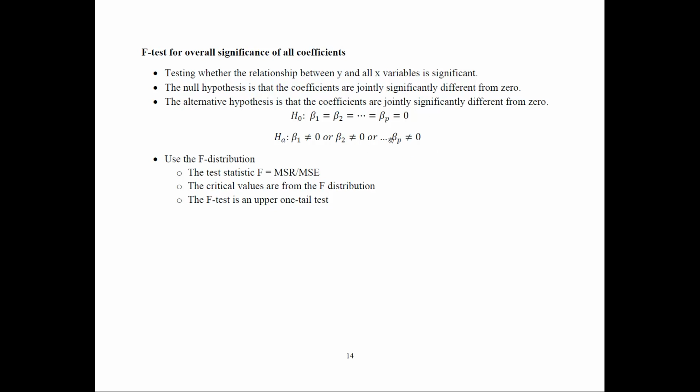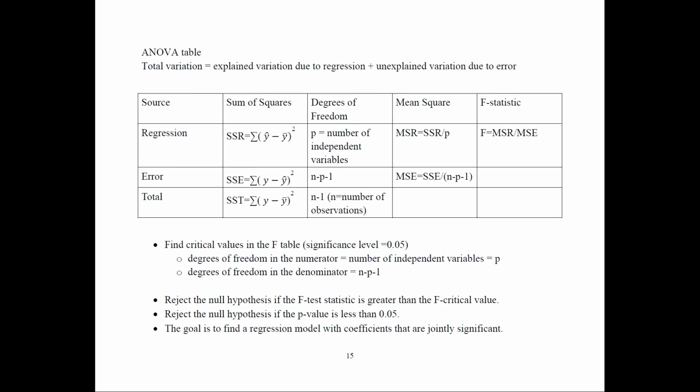Okay, so to do this F-test, we would use the F distribution, and the test statistic F would be equal to mean squared due to regression divided by mean square error, and the critical values would come from the F distribution, and the F-test would be an upper one-tailed test. So here's what we call an ANOVA table. And here we talk about the total variation equals explained variation due to regression plus unexplained variation due to error. If you remember, we already talked about that during the graph, and here is this thing in a table.